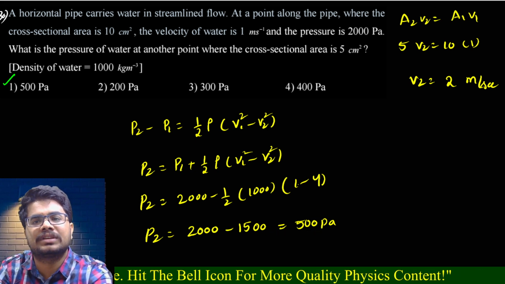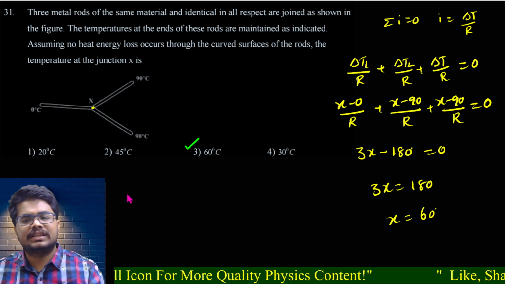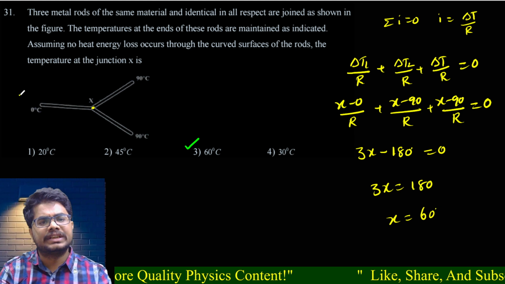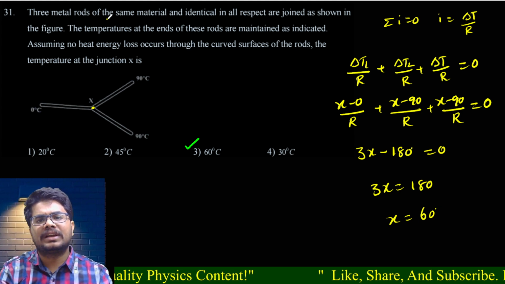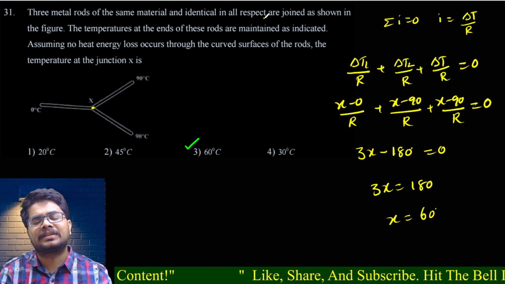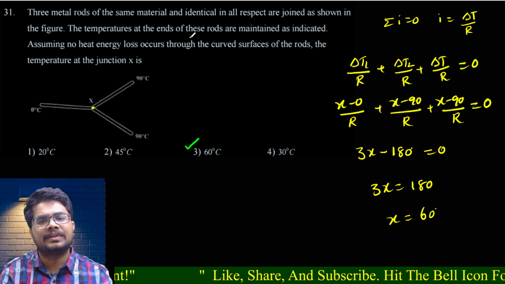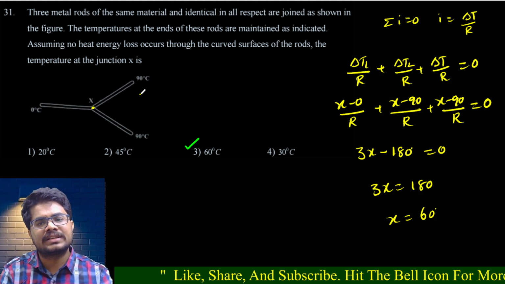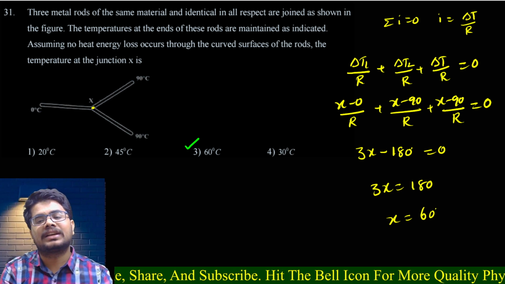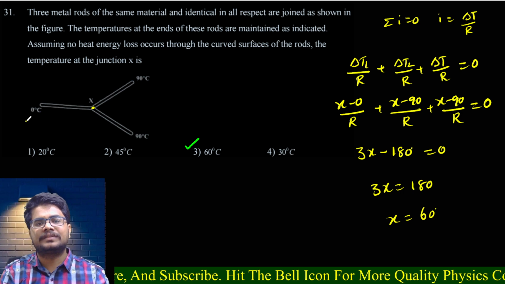Let me go to the next question. See, this question is actually a previous year question, previous year JEE question, I think. Old JEE question. If you observe, three metal rods of material are identical in all respects, means length and area are the same, means resistance is the same. Here 0 degree Celsius, here 90 degree Celsius, here 90 degree Celsius. Find the junction temperature, they're asking. I'm just applying Kirchhoff's current law, which we learned in the 12th standard. That thing we are going to apply.